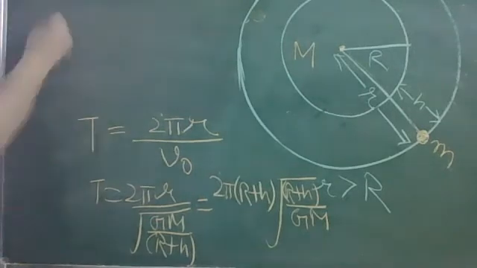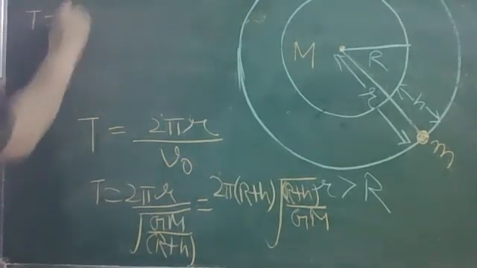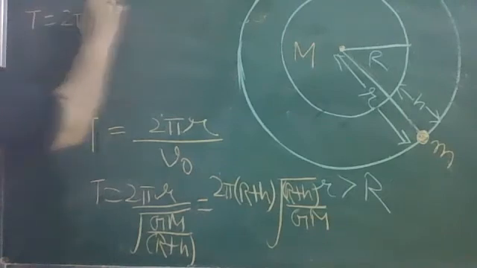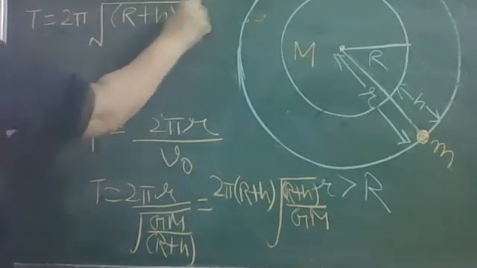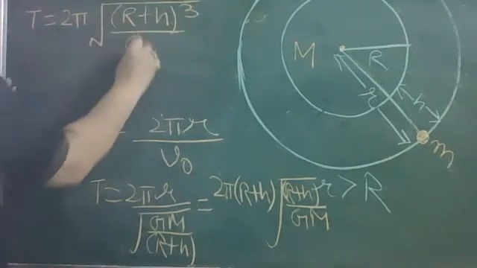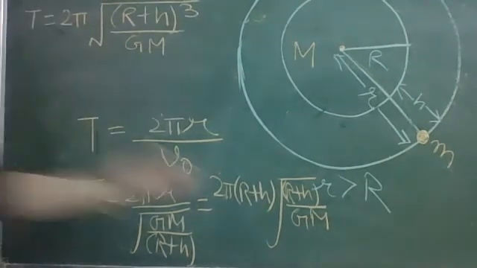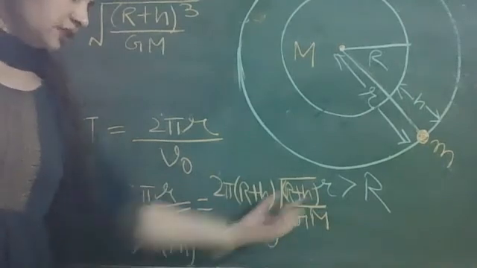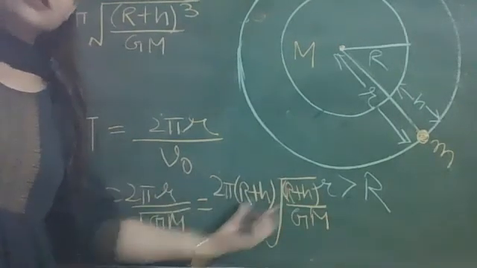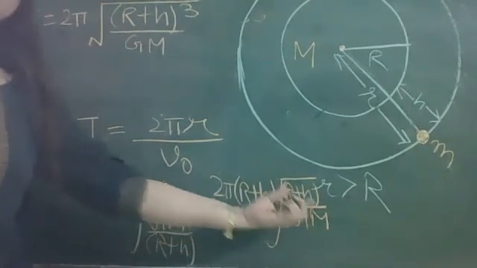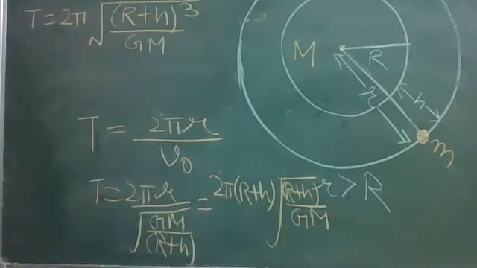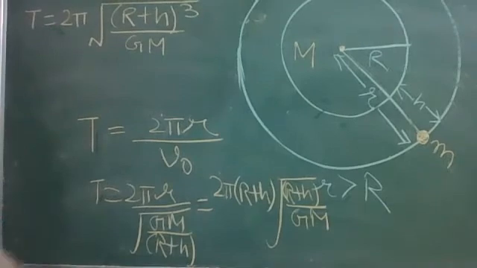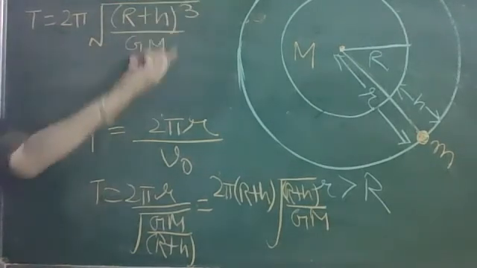So on solving, we can write 2 pi. See this step very carefully. Can I write this as r plus h whole cube? Because when this r plus h goes inside the square root, it will get squared. One r plus h is already there, so it will become cube. I hope this step is also clear to you. So r plus h whole cube over gm.